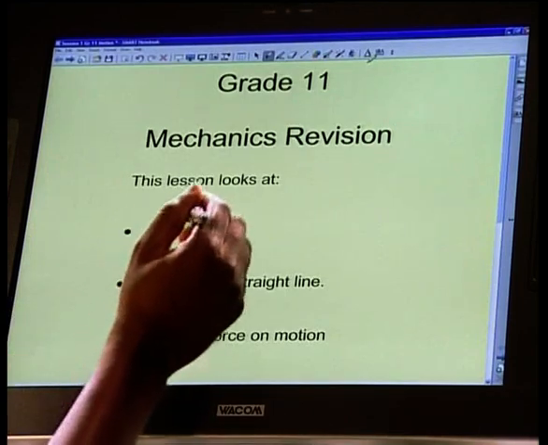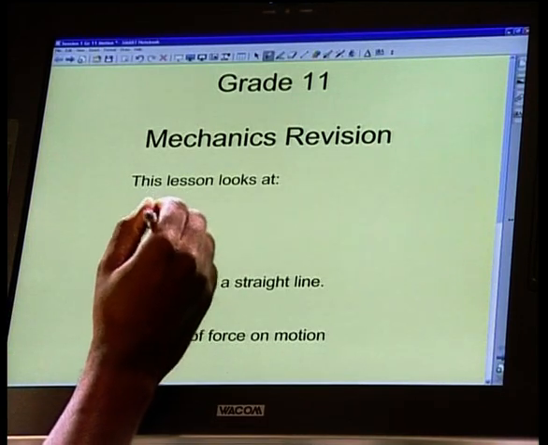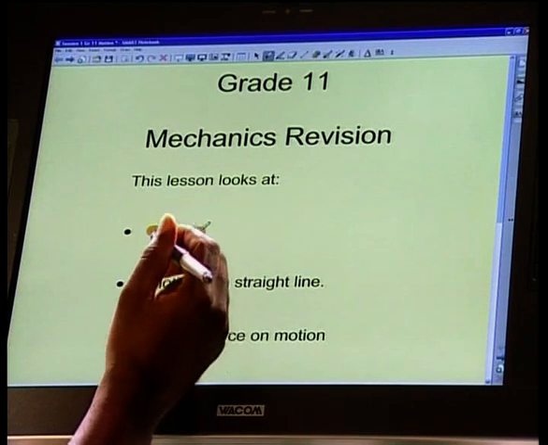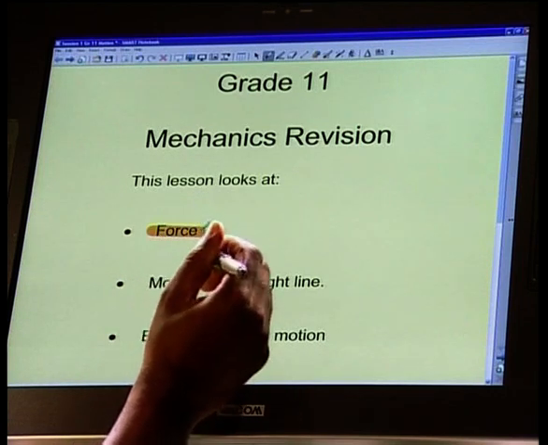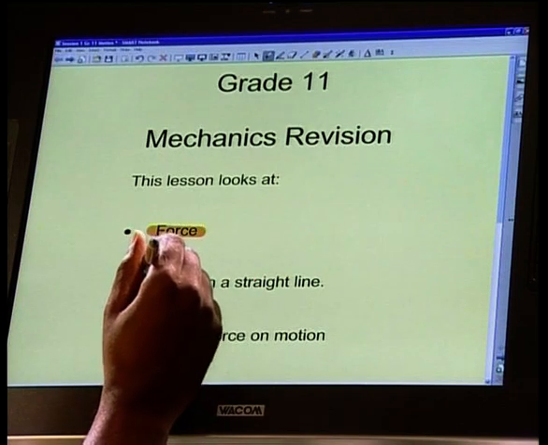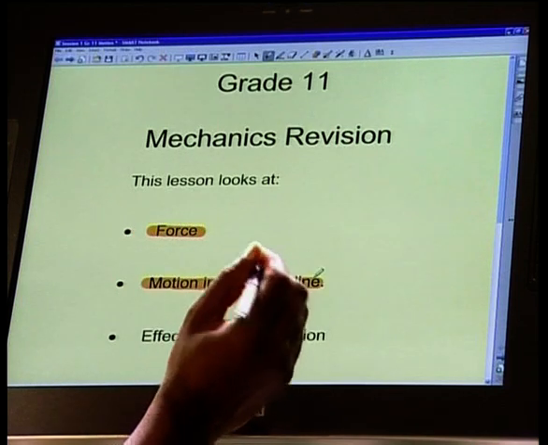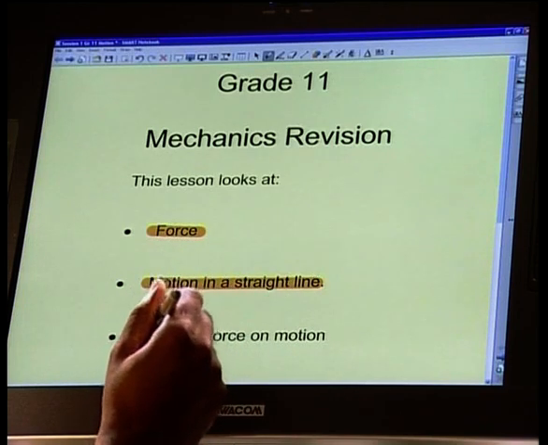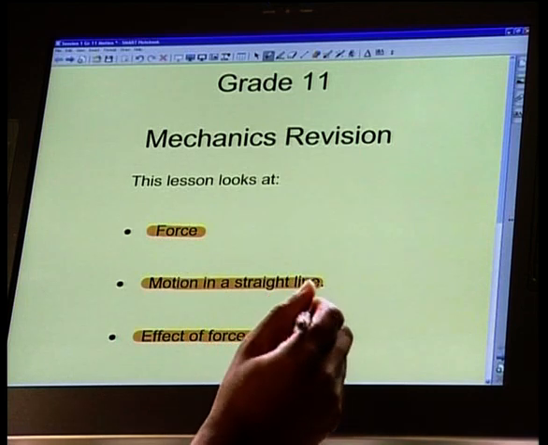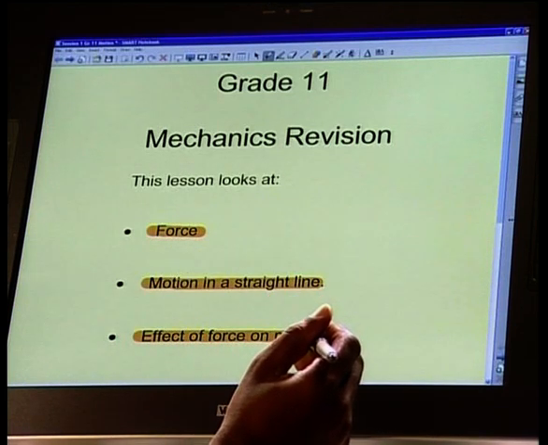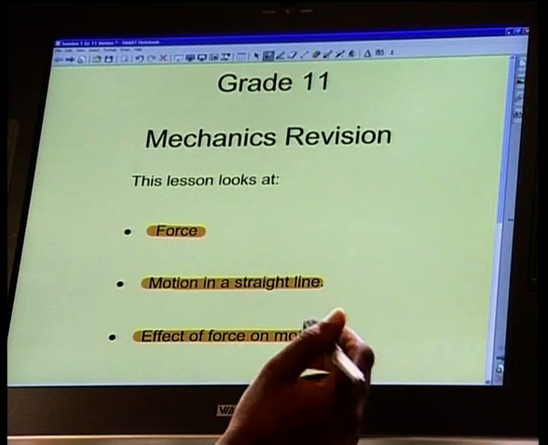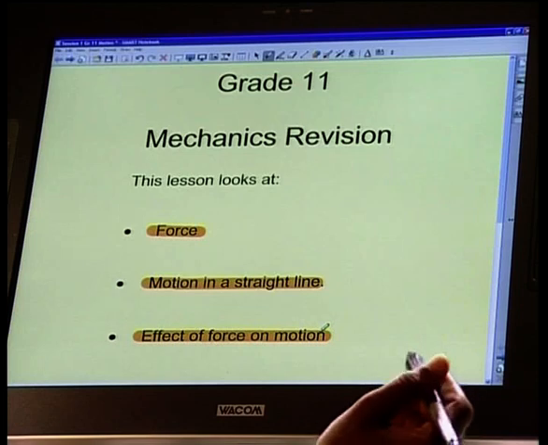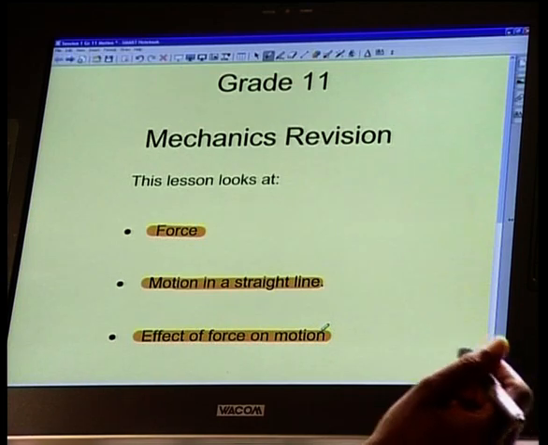Let's just have a look at the outline of the lesson. Now here we will be talking, like I said, about force. We will look at its effect on motion. We'll be talking about basically motion in a straight line, and we will be looking at what effects force has on motion. That's what we'll be talking about.